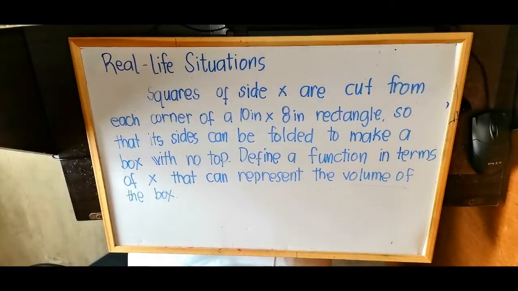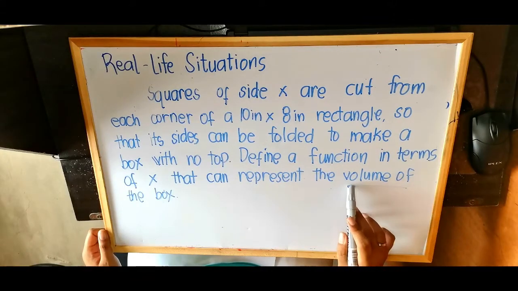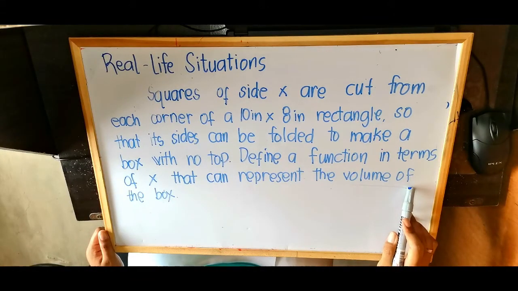The last example, we have squares of side x are cut from each corner of a 10 inches by 8 inches rectangle so that its sides can be folded to make a box with no top. Define a function in terms of x that can represent the volume of the box. Okay, mga anak, pag ganito yung sitwasyon, hihimayin natin yung given situation. So, what is asked in this given? You have to define a function in terms of x that can represent the volume of the box.